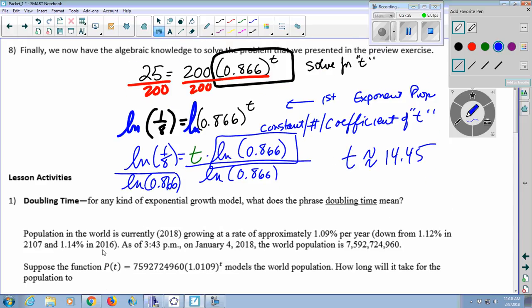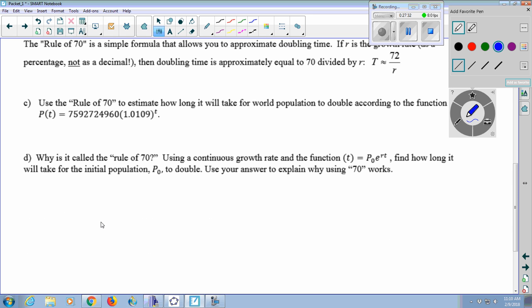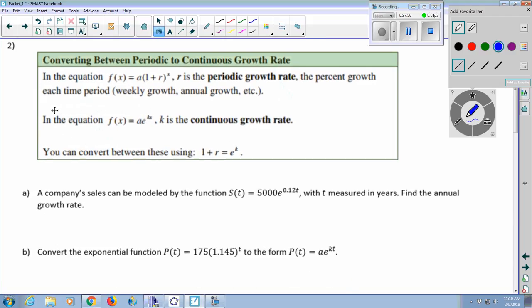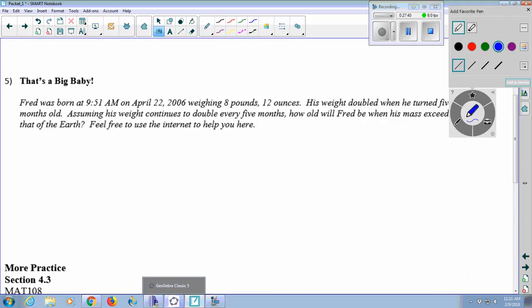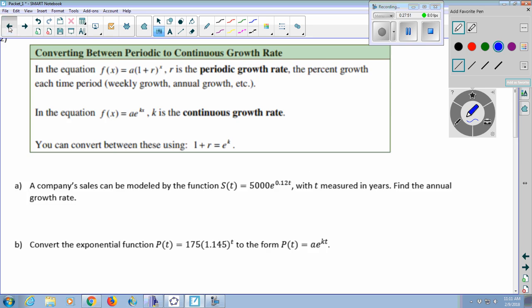The rest of the time you have on your activities. There's lots of activities. I gave you lots of activities today, and then more practice. You may want to wait for the big baby until later, but if you want to work on the big baby, it's a fun problem. Okay. The big baby problem.